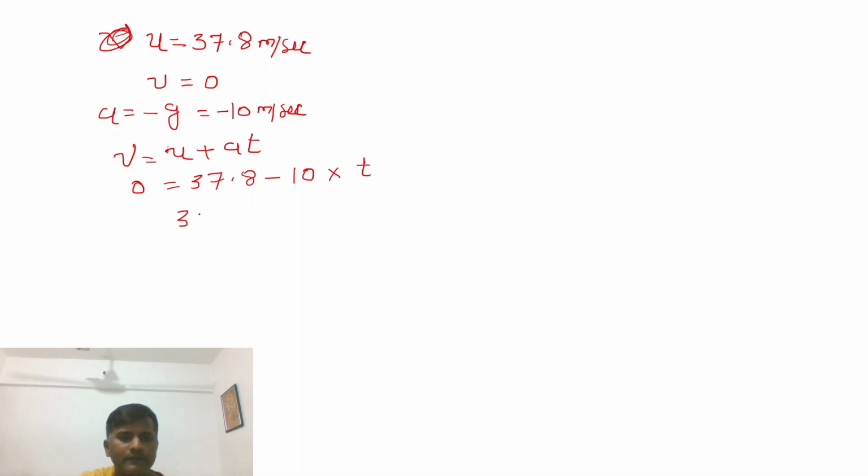So I can write 37.8 is equal to 10t, and t will be equal to 37.8 divided by 10, that will be equal to what? 3.78 seconds. This is for bounce 2. So for bounce 2, what did I get?